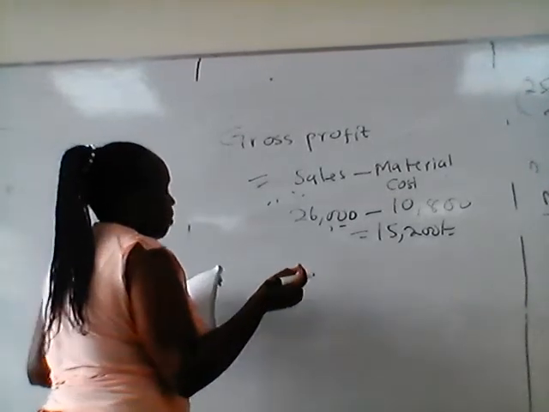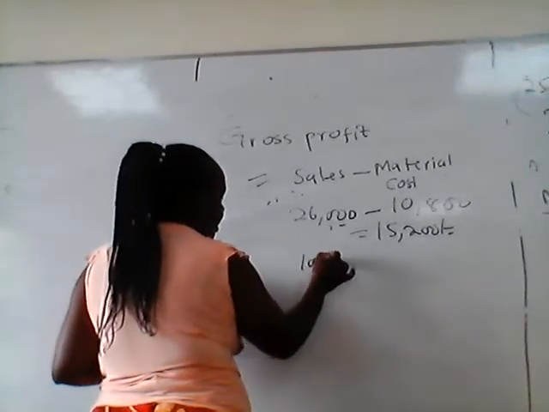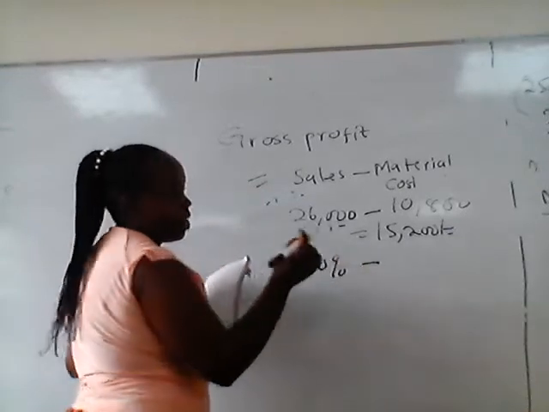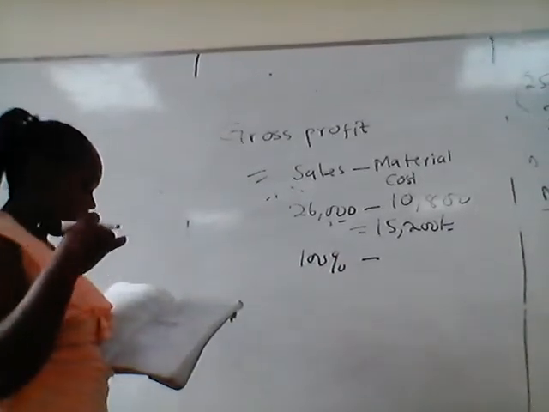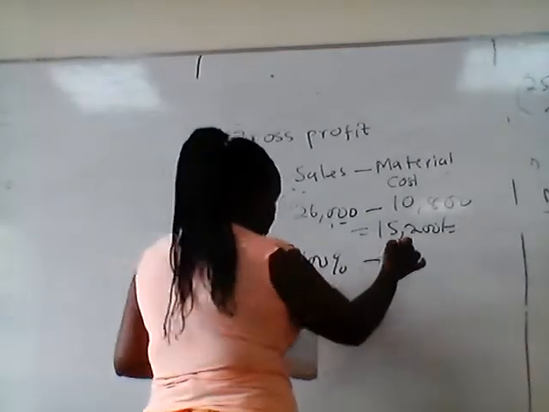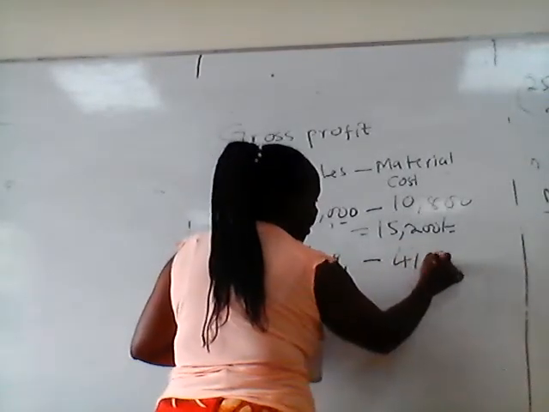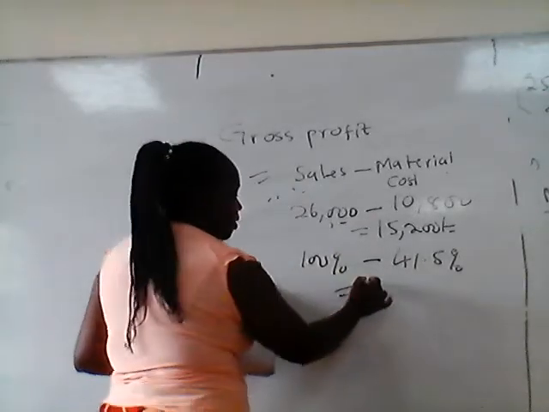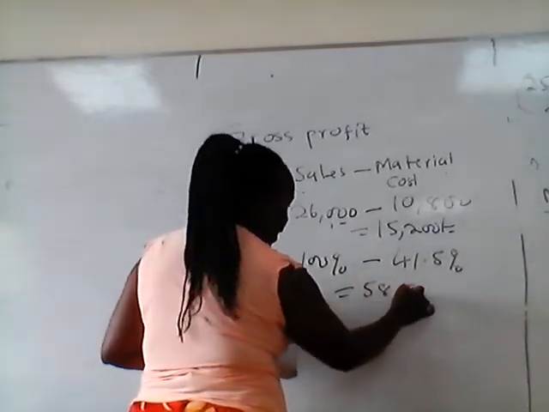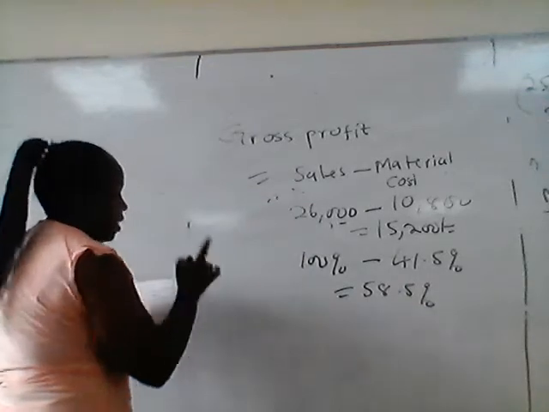And when it is in percentage, we say 100% minus, because already we had calculated the material cost percentage, and our material cost percentage was 41.5%. So our gross profit percentage will be 58.5%. That is the gross profit.